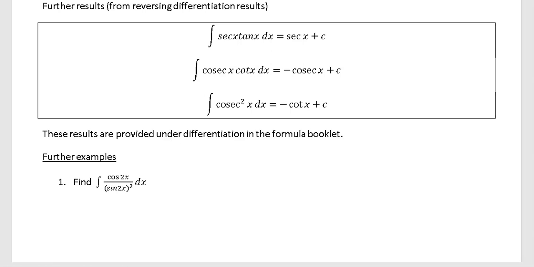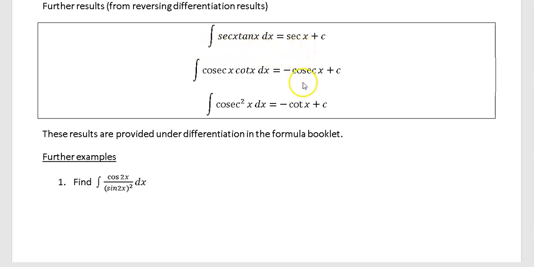Okay, in this video we're just going to go a wee bit further into our integrating trig functions. We've got a few results which come from reversing our differentiation results. So we saw earlier on that if we differentiated sec, we would get sec x tan x. Therefore, if you integrate sec x tan x, you will just get sec.